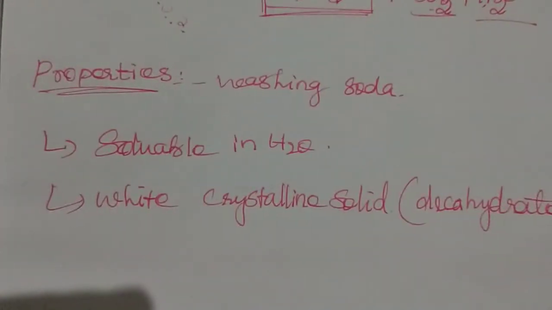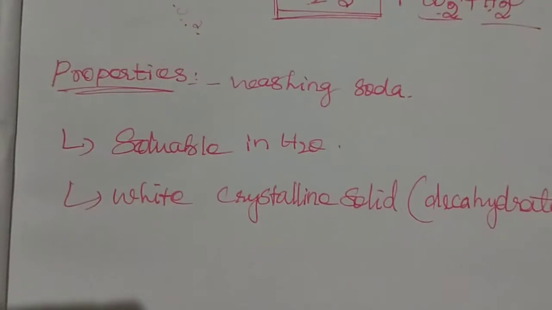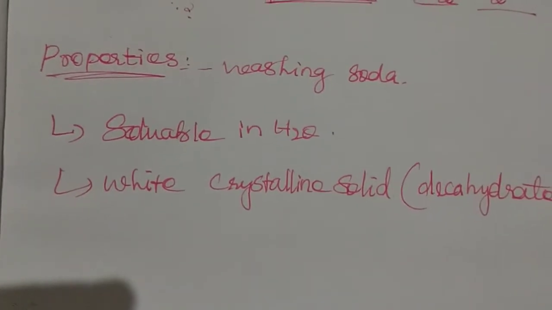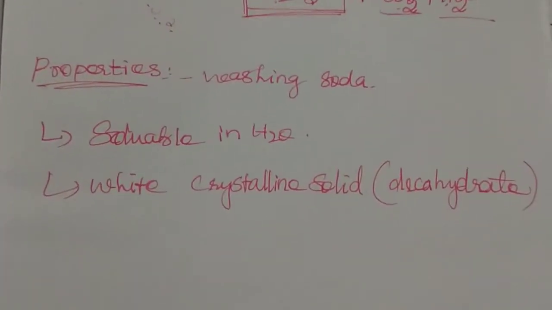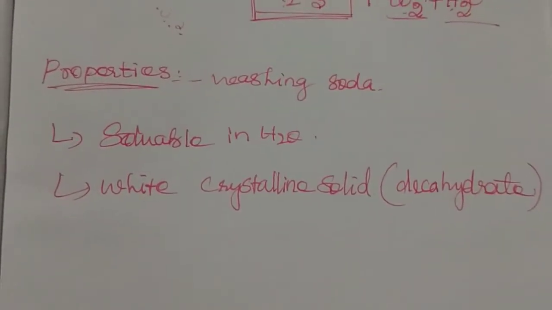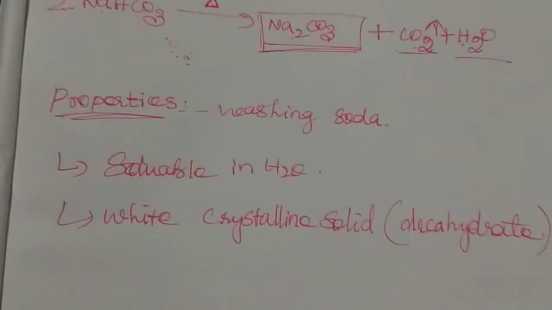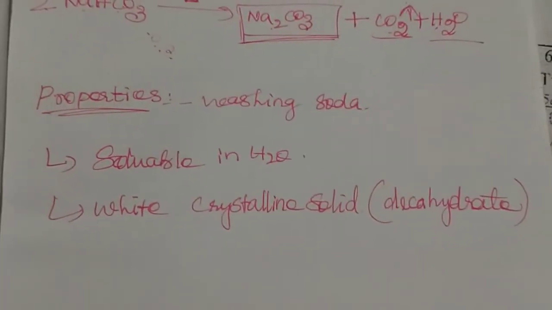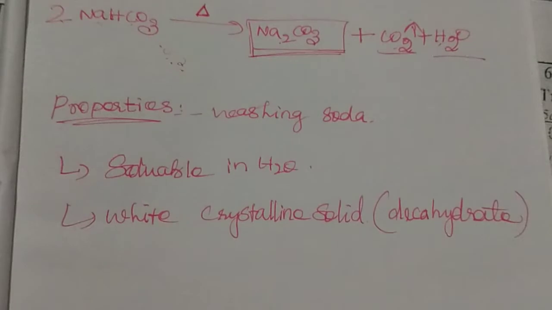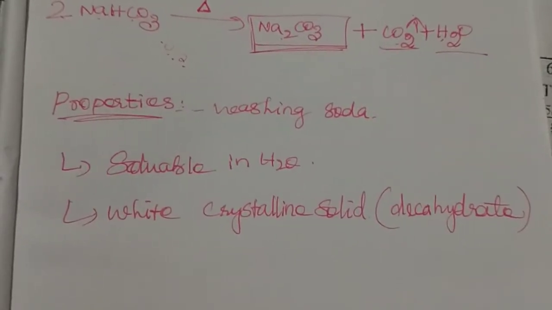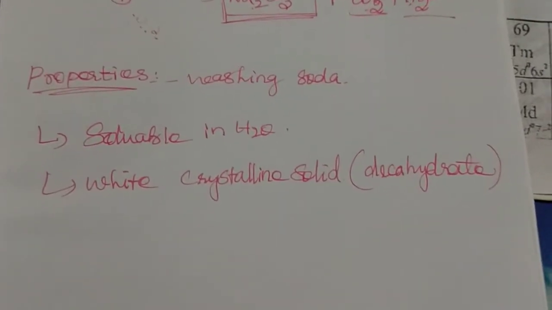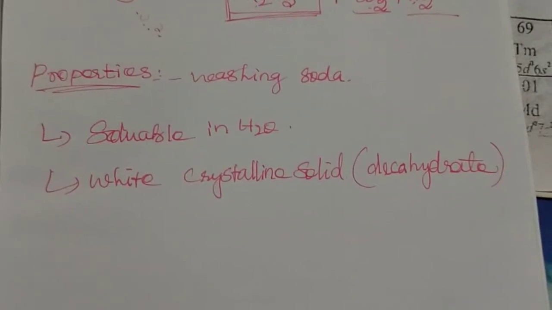Because of the solubility of washing soda in water, it makes that water alkaline in nature. Upon heating, washing soda, or sodium carbonate, releases water molecules as water vapor. The 10 molecules of water vapor are released from this washing soda when it undergoes the heating process, and it can form the monohydrate. So only one water molecule is present.